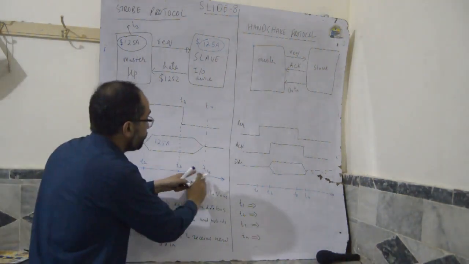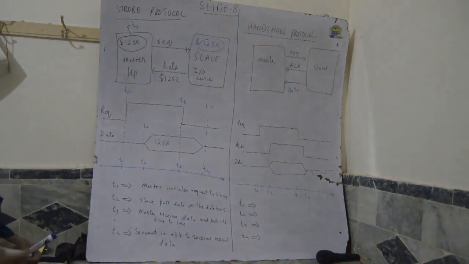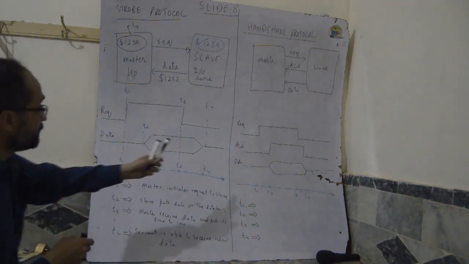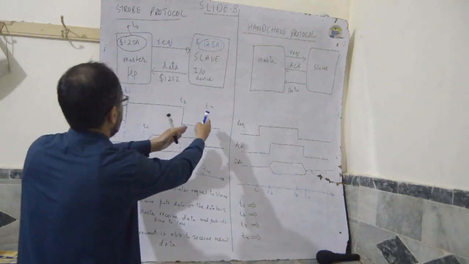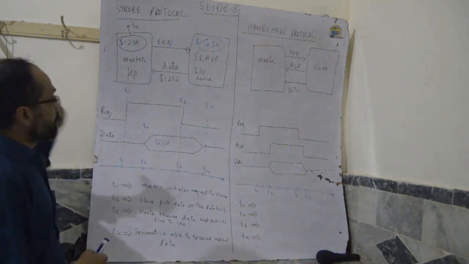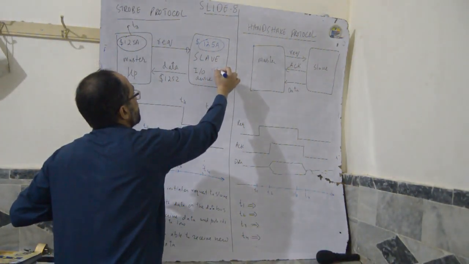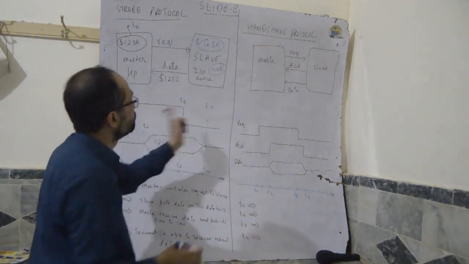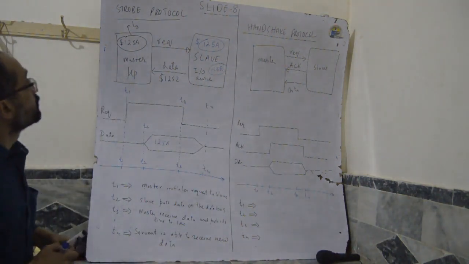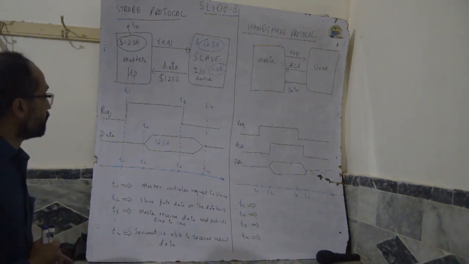And now at time T4, the master can initiate a new request for new data. So let's say at time T4, the request will be 1. It will receive some new data. Maybe the data is 156B. This is the new data, and so forth. So this type of protocol is referred to as strobe protocol.